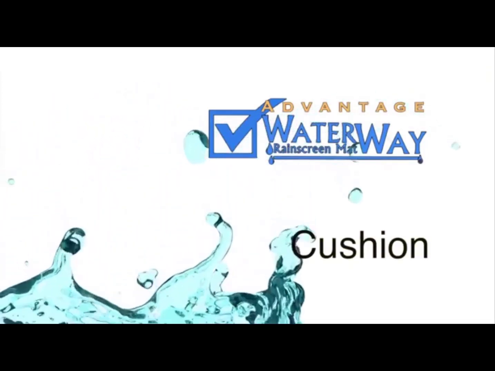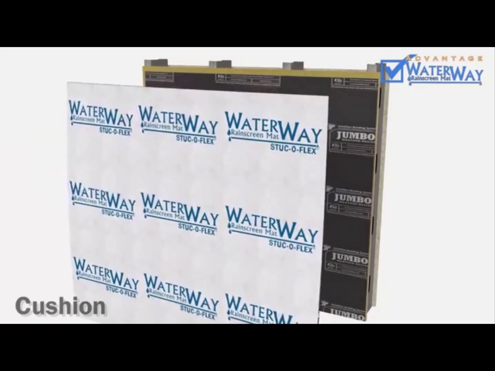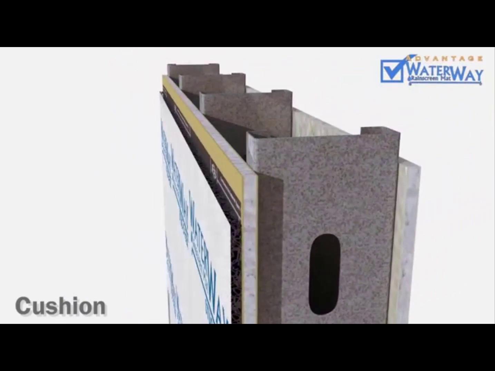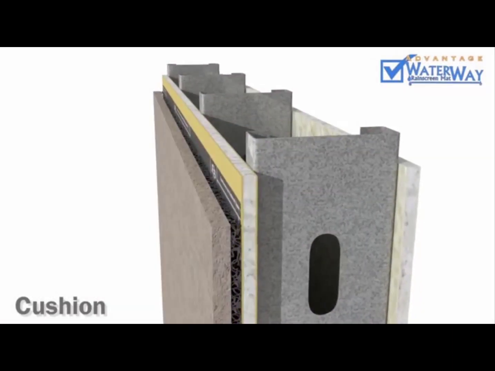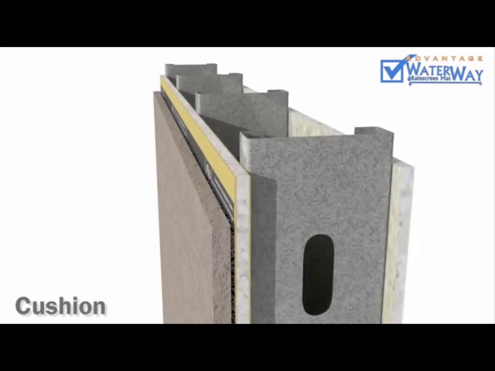Advantage number 9. Cushion. While on the topic of stucco, Waterway's flexible core also functions as a cushion between your building and exterior facade, reducing stress due to thermal movement or settlement. Waterway is proven to reduce cracking in stucco and stone veneer systems.